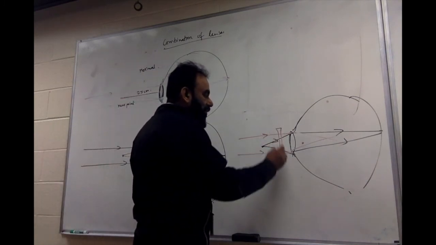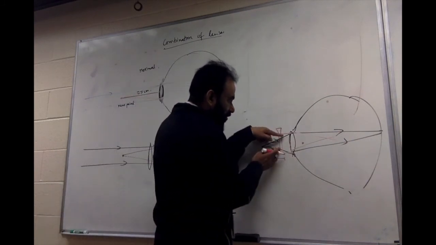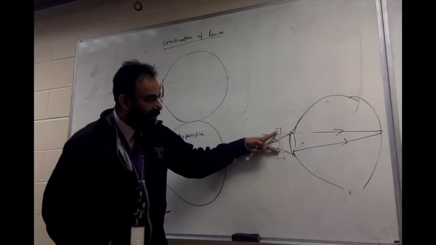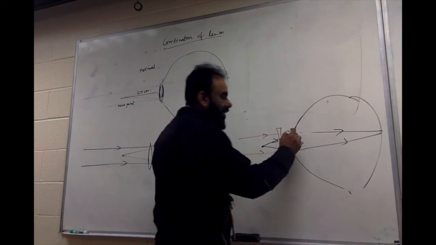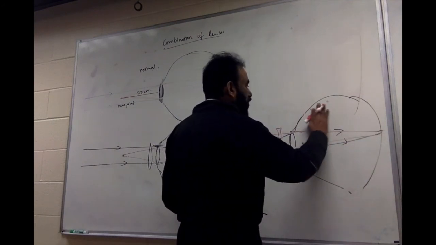So you need to diverge those a little more. And therefore you need a concave lens in front. So this will diverge and that will diverge. And actually you can see this. This will diverge and make it exactly go in the same angle. And then you should be able to focus it perfectly. This is called myopia.